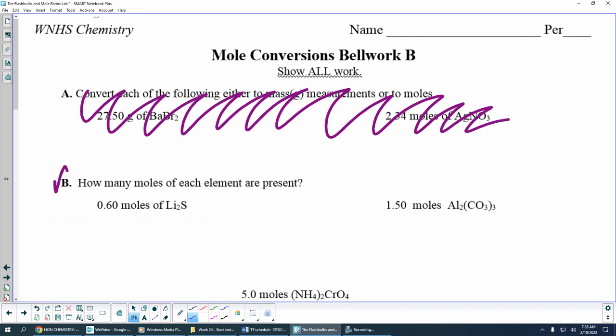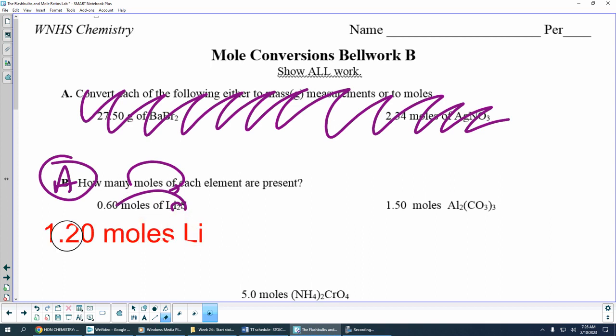Your quiz is going to start with I want moles from moles. And if I want moles from moles, which is already speaking the same language, all I do is I take what I'm given. I need an eraser. I take what I'm given and I say, all right, I have 2 lithiums that come off every lithium sulfide. So if I have 0.6 moles of lithium sulfide, I got 1.2 moles of lithium, and I multiply it by 1 for sulfur. Okay, so that's how you're going to do the front.